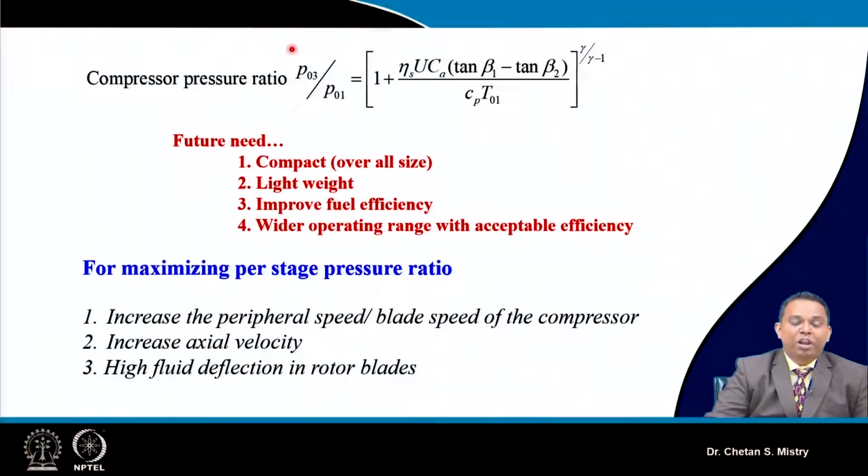Now from this formula we can say that, fundamentally, in order to achieve a high compression ratio, we can increase our peripheral speed, or the blade speed of the compressor.